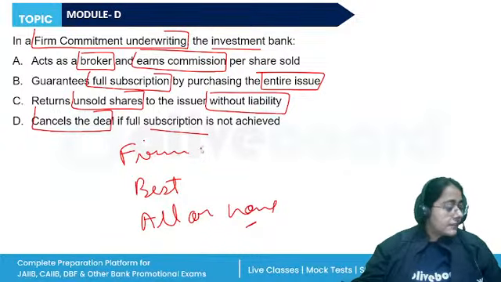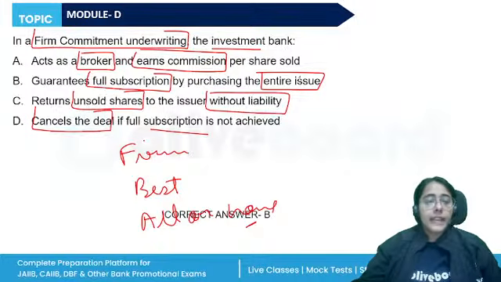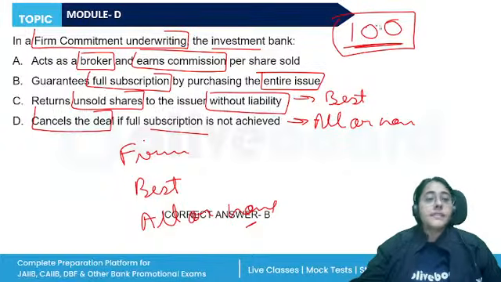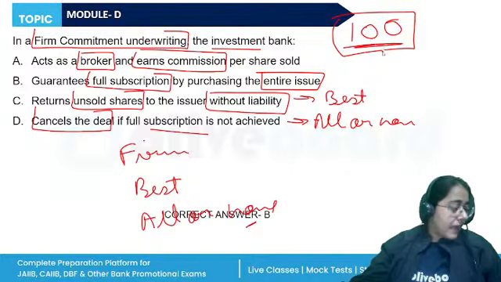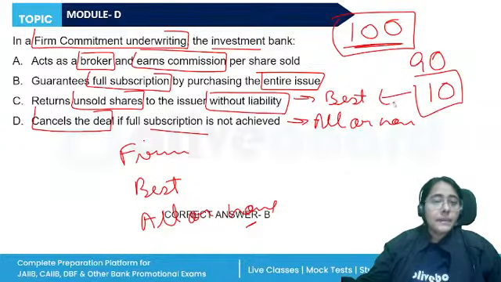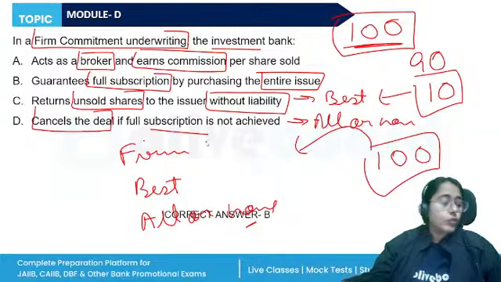What should be the correct answer? Yes, it is B, right? Returning the unsold shares without liability is best effort. Canceling the deal is all or none. So if 100 shares are issued, the entire 100 shares will be purchased by the underwriter, the investment bank. This is firm commitment. If only 90 are sold, 10 will be returned back to the issuer without any liability. That is best effort. If out of 100 only 90 are sold, 10 remaining, the complete 100 will be returned back to the issuer. All or none: the deal will be called off.